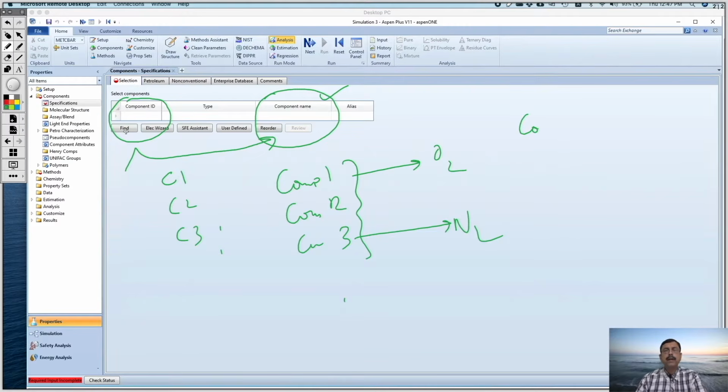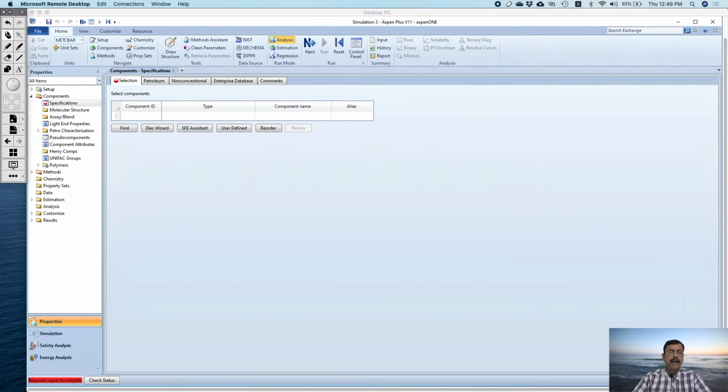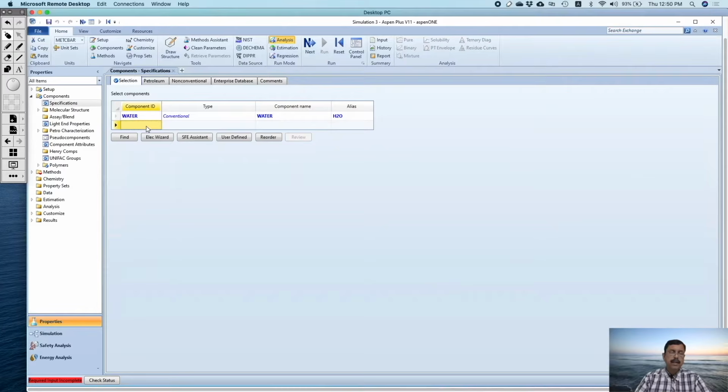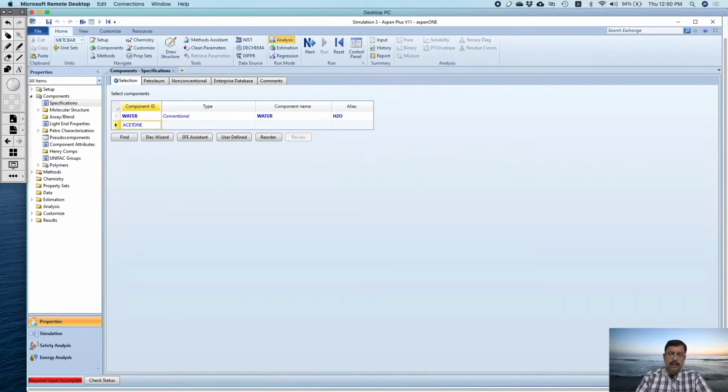But if the component name itself is very short, within 8 letters, then you can directly write the component name in place of the component ID, and Aspen is smart enough to identify the desired component itself. For instance, if you want to choose water, you can directly write water in place of the component ID, and the moment you enter it, the component name water or H2O will be taken as conventional. Similarly, if you enter acetone, which is again within 8 letters, it will take it as acetone.